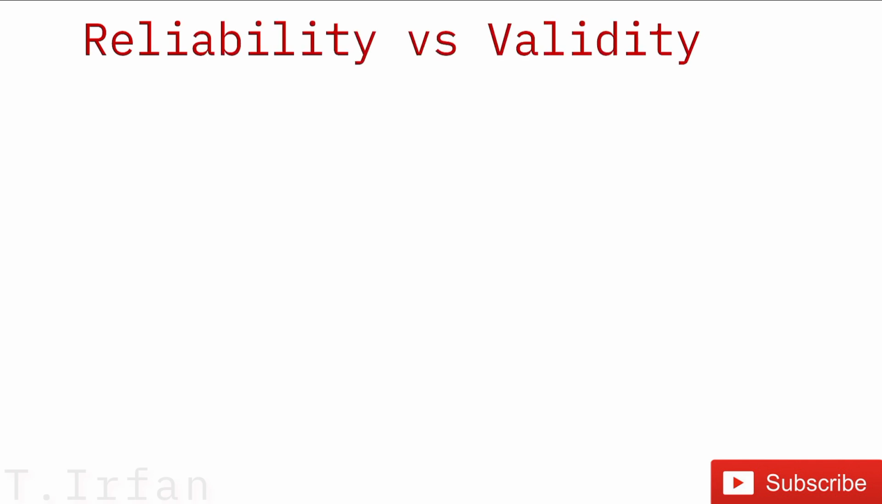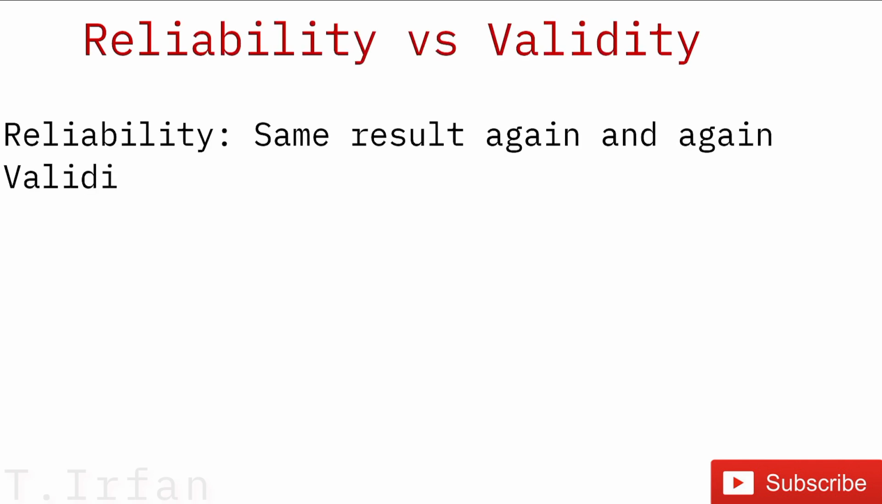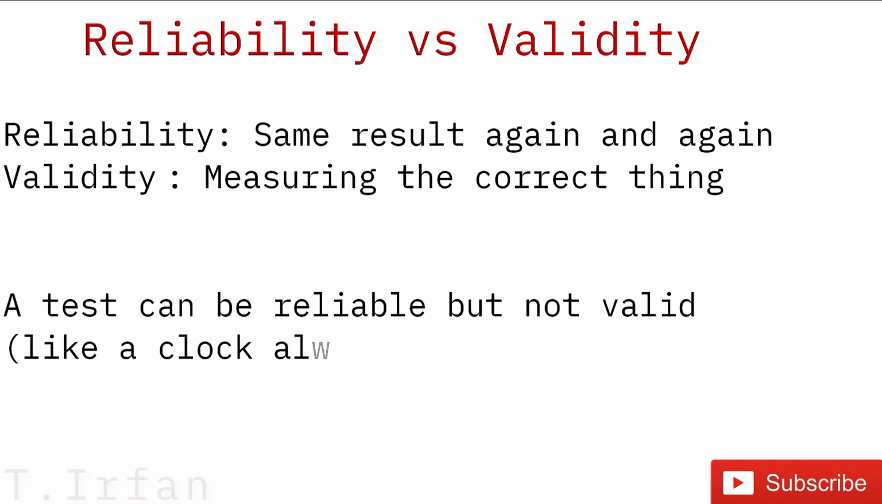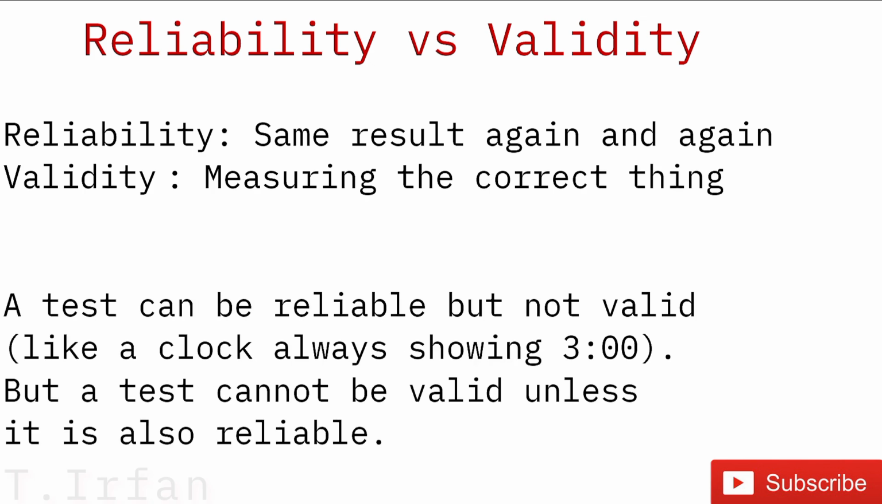We can summarize that reliability means the same result again and again, and validity means measuring the correct thing. A test can be reliable but not valid, just like a stopped clock always showing 3 o'clock. But a test cannot be valid unless it is also reliable.